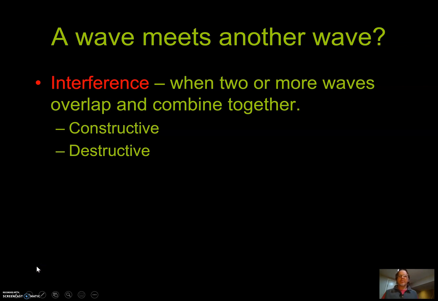So, what happens when a wave meets another wave? Is it love at first bump? Well, we're going to get what's called an interference pattern. When two or more waves overlap and combine together, we're going to have constructive and destructive interference. So this is how wave properties differ from particles. If you want to know what the difference between a particle and a wave is, well, this is how you know.